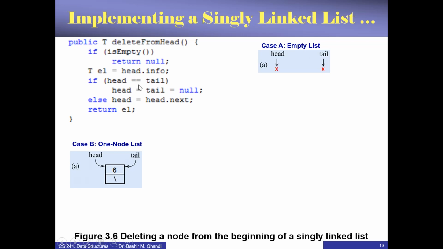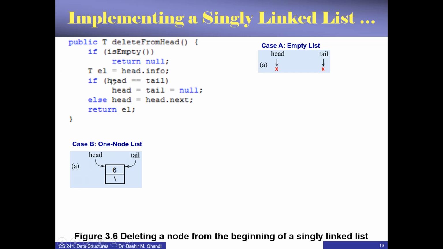I say head.info. You can see this 6 can be reached either as head.info or tail.info. It doesn't matter which one you use. So save head.info in a new variable called element. Because what? Because we're going to return it. Okay. So after that, now how do we check that this is the scenario, that we have only one node? Now you can easily check if a list has only one node by checking if head is equal to tail.